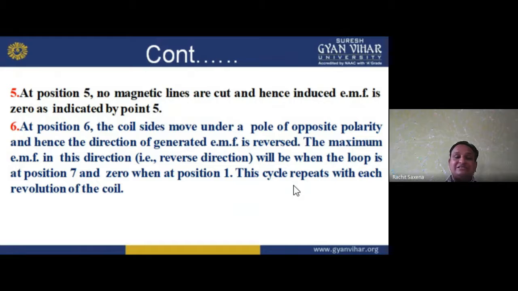At position 6, the coil sides move under a pole of opposite polarity and hence the direction of the generated EMF is reversed, starting from the reverse. The maximum EMF in the reverse direction occurs when the loop is at position number 7, and 0 again at position 1. So the cycle repeats with each revolution of the coil.